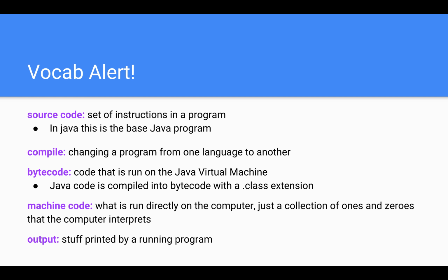Machine code is what's run directly on your computer, and that's just a collection of ones and zeros that the computer interprets. Bytecode gets run on the Java virtual machine, which takes the bytecode and turns it into machine code depending on what type of computer you're running, so if it's a Linux or a Windows or a Mac machine. And then output is the stuff that's printed by a running program.